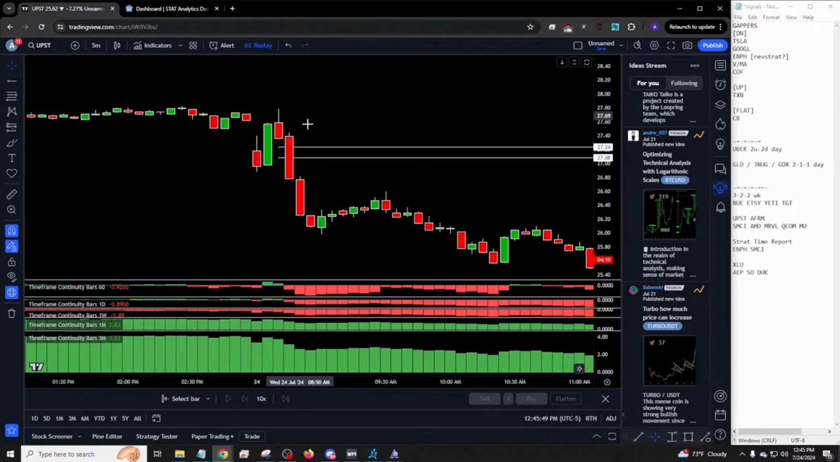My stop is not on the option contract because the option at this point, I'm not sure what contract it was. Let me check. So at this point, my Upstart 27 put has gone in the money, but only by 20 cents, right? So down into here, it's only 20 cents in the money at 26.80.